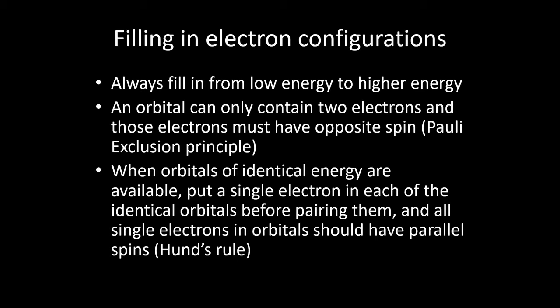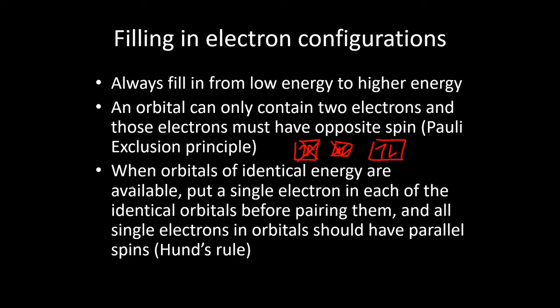All of the electron configurations and orbital diagrams we're going to write are going to be the ground state, the lowest energy possible. The next one here, an orbital can only contain 2 electrons, and those 2 electrons have to have opposite spin. This is what we call the Pauli exclusion principle. So when we're drawing orbital diagrams, we're going to represent the orbitals as boxes. We can never have 2 electrons with spin up or 2 electrons with spin down. Those are not allowed. Every orbital can only hold 2 electrons, and they have to be spinning in opposite directions.